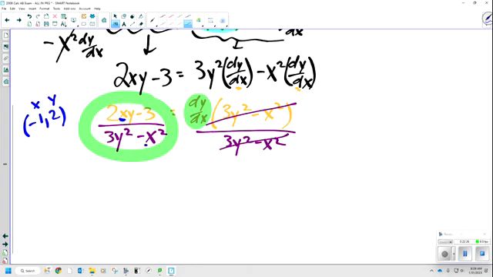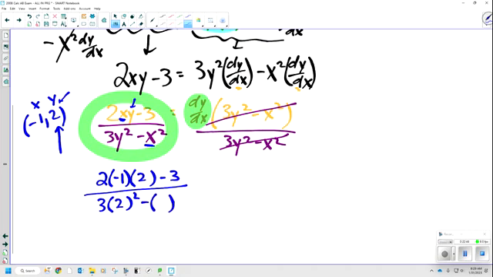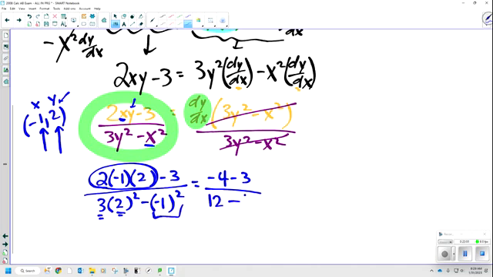So for every x, I'm going to throw a -1. 2 times -1 times what my y is. This y should be 2. I have minus 3 on the top, over 3 times whatever y is squared. Again, that's 2. Minus whatever x is squared, -1. All right, let's do some math. This is -4. I still have a minus 3, all over 4 times 3 is 12, minus (-1) squared, which is 1. -7 over 11? That sounds like a really strange answer.